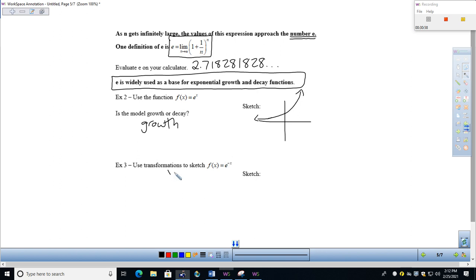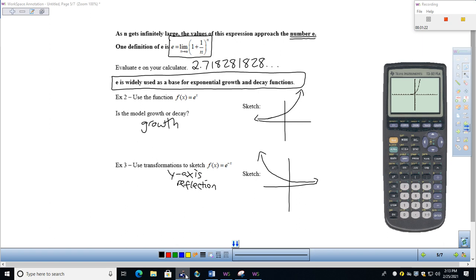Should be a y-axis reflection. And why in the world did I put that there? Because if I reflect it over the y-axis, it ceases to be exponential growth and, as you can see, becomes exponential decay. So how do I get a base e graph to be exponential decay? With the negative in the exponent there.